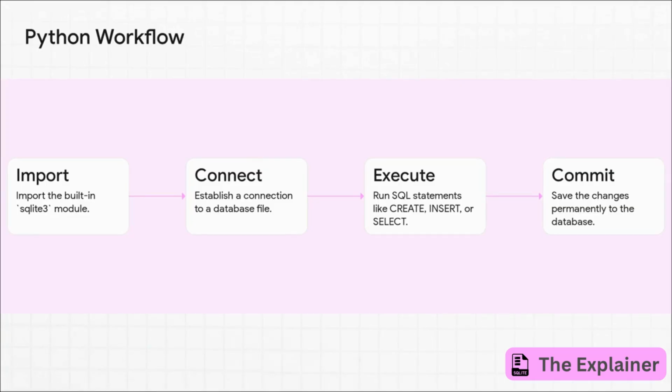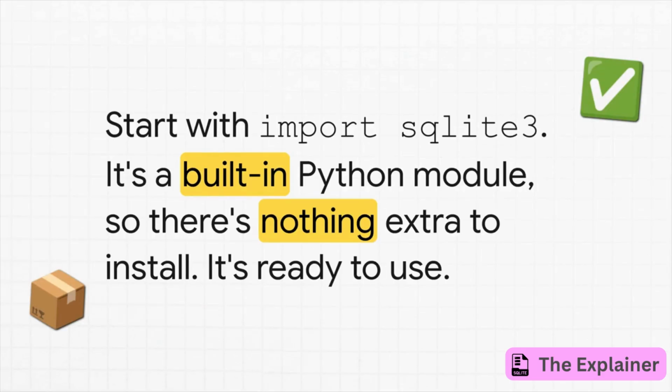The whole workflow in Python is so elegant. It really boils down to 4 simple steps: import, connect, execute, and commit. That's it. Let's just walk through it real quick. First step, a single line of code. You just import the SQLite library. And like I said, it's part of Python's standard library, so it's already there, just waiting for you.